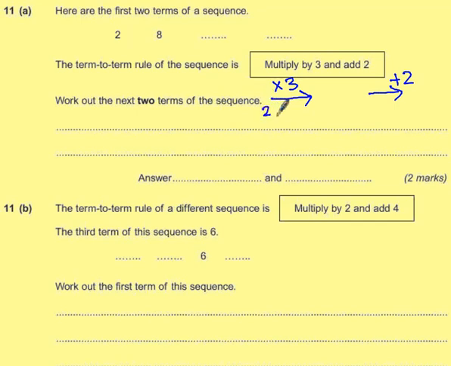So 2 times 3 is equal to 6. Add 2, 6 add 2 is 8. So yes, we've interpreted the function machine correctly. We're now going to start with 8. So 8 multiplied by 3 is 24. And if we add 2, we'll get 26. So the first number in our answer is 26.